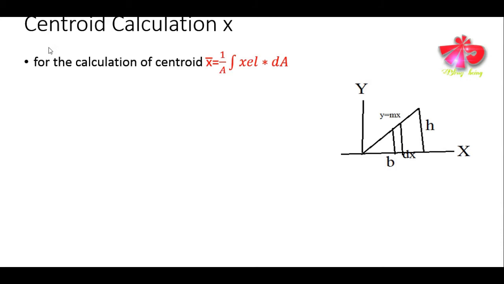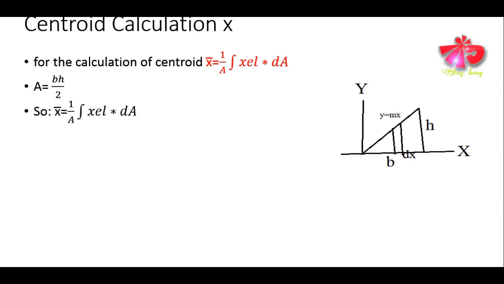Now, for the calculation of centroid, we need to apply the formula x bar equals 1 by A integration of x elemental into dA. Here x elemental is the distance from the origin to the centroid of this strip along x direction, and dA is the small elemental area of this elemental strip. So we need to calculate the small elemental area of this strip dA. Also we know that the area of this plane figure will be bh by 2.